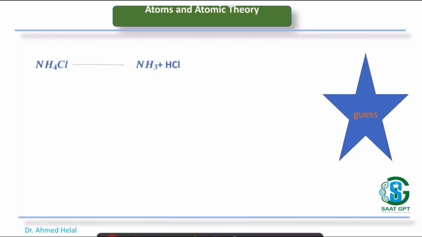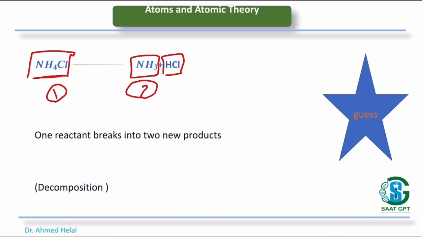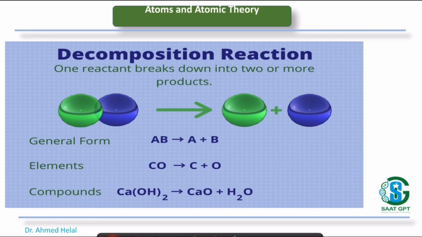On the other hand, if you observe this chemical reaction, you will find that we have only one reactant, ammonium chloride. Here we have ammonia and hydrochloric acid, one reactant which decomposes into two products. This is known as decomposition reaction. In decomposition reaction, I have one reactant which decomposes or breaks down into two products.